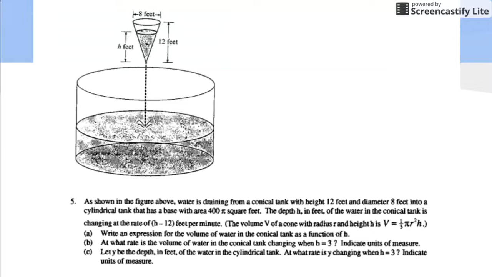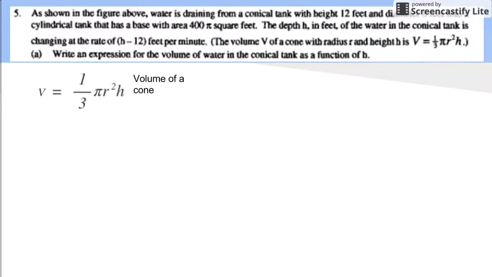It reads, as shown in the figure above, water is draining from a conical tank with height 12 feet and diameter 8 feet into a cylindrical tank that has a base with area 400 pi square feet. The depth h in feet of the water in the conical tank is changing at a rate of h minus 12 feet per minute. The volume V of a cone with radius r and height h is V equals 1/3 pi r squared h.